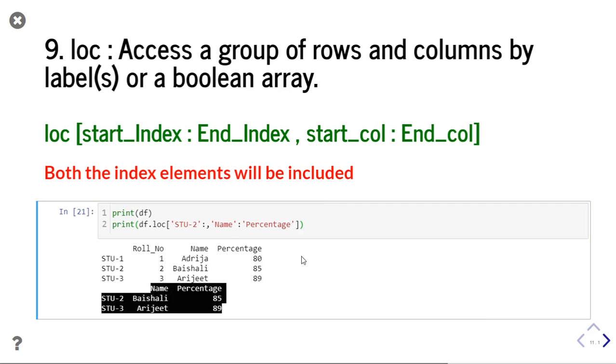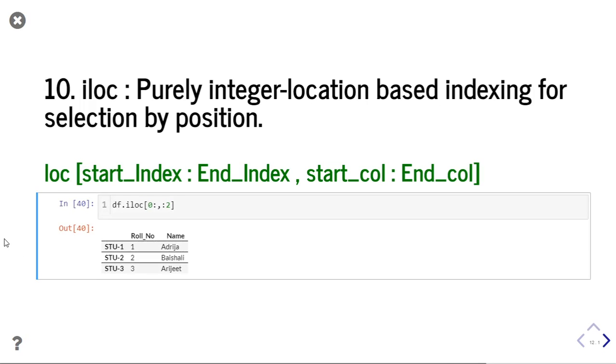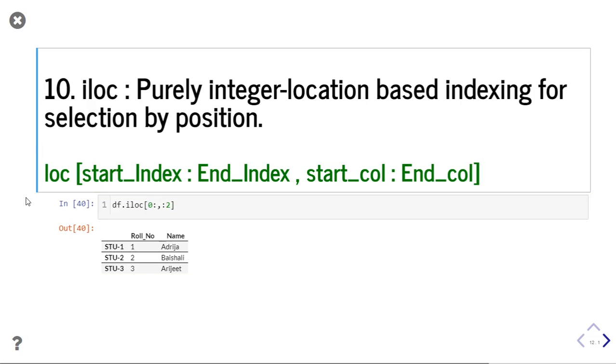So this is loc. In case of loc, both the first and the last, both the index elements and column elements, the column name and index name, will be included in your output. Now let us see iloc. In case of iloc, we will provide start index position and end index position of index values, and start index position and end index position of columns. So you can see we are providing indexes as indexes.